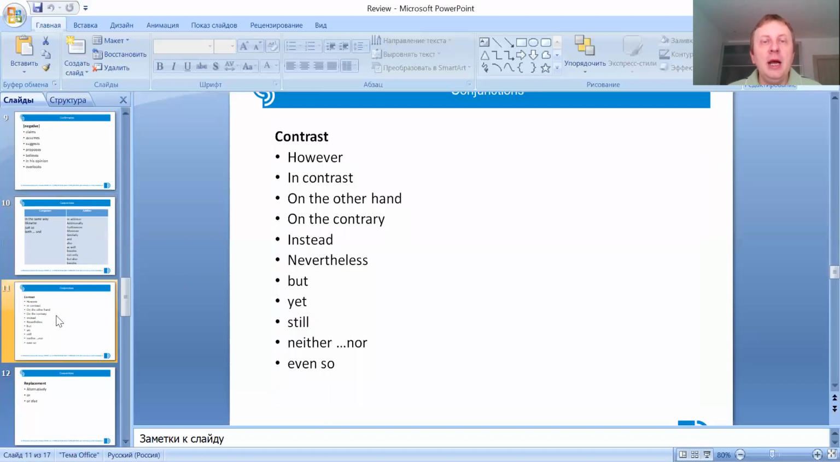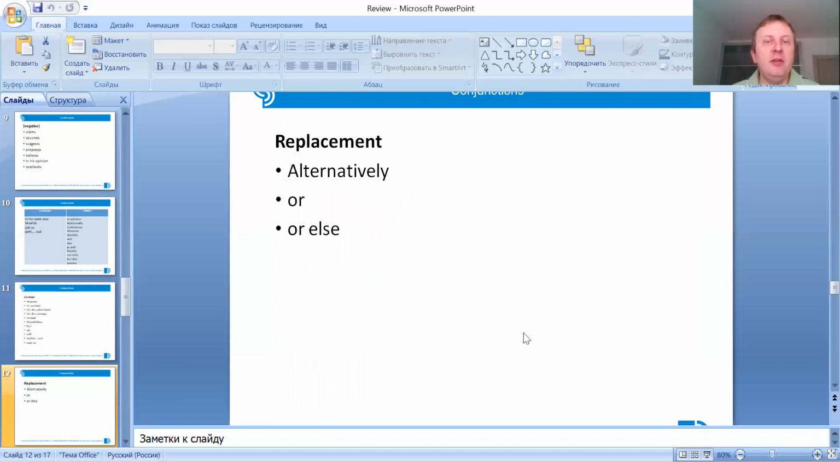Other conjunctions refer to contrast, when you contrast two things. However, in contrast, on the other hand, on the contrary, instead, nevertheless, but, yet, still, neither, nor, even so. I think you know these words well, and of course, you may use them in your review. However, in another article, the journalist wrote about the positive effects, for example, of some new medicine. So these conjunctions are used to create contrast.